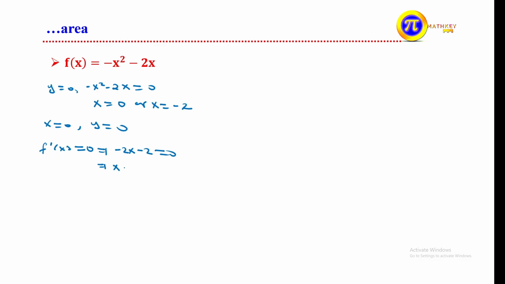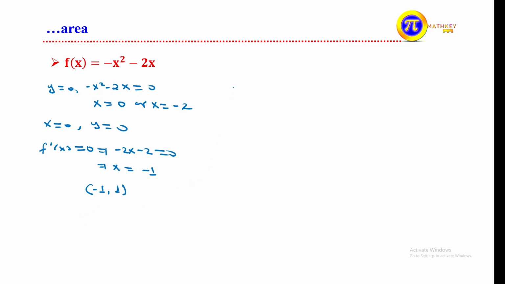What is the value of x? This is x equals negative 1. At negative 1, the result becomes what? That is 1. So the maximum, or the vertex, becomes what? Negative 1 and 1. Here we go.